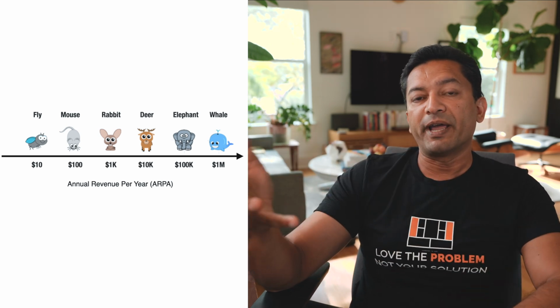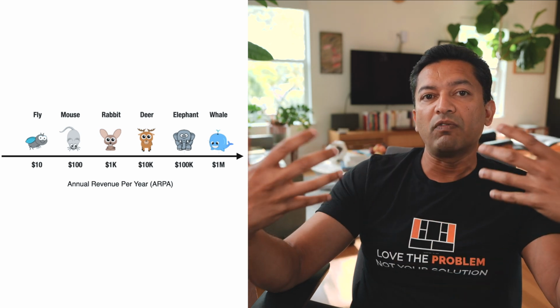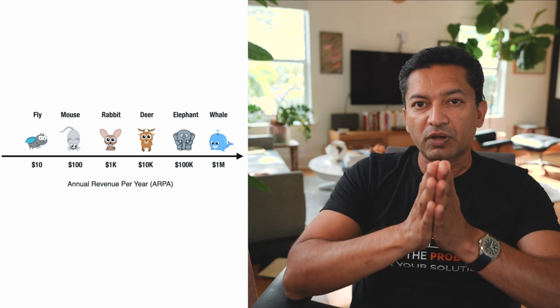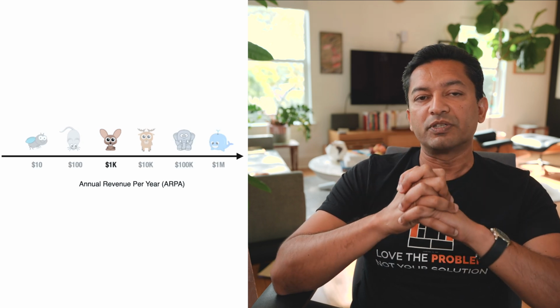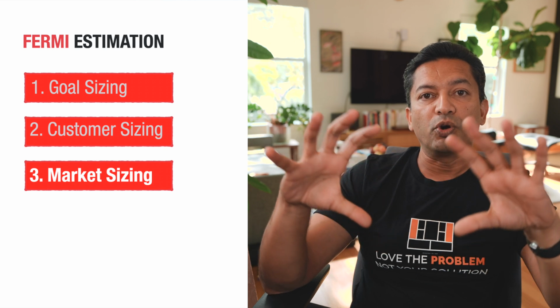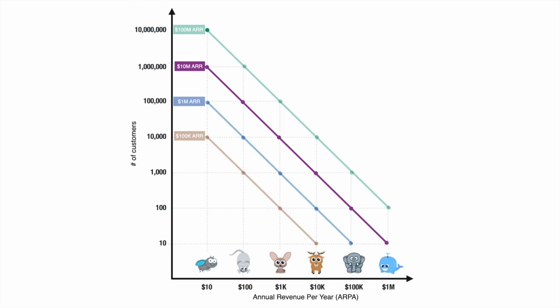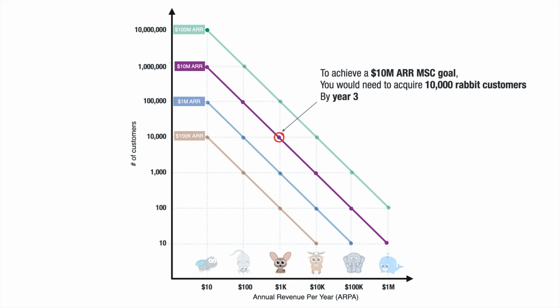In my example, I already had a pricing model of $100 a month. That's equivalent to $1,200 over the year, which is still closer to $1,000 than $10,000, so that's what we'll use at this step. The final step is market sizing. This is where we test whether your target market is big enough to support your goal. For my idea, as you can see from this visual, in order to build a $10 million ARR business at $100 a month, I will need 10,000 customers.